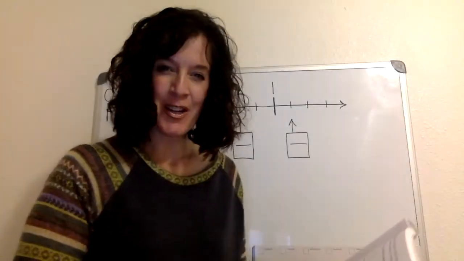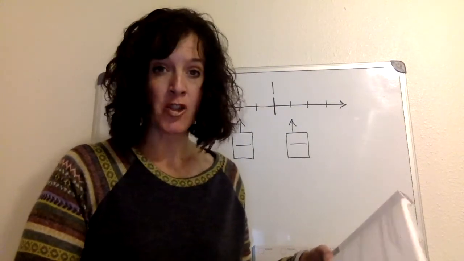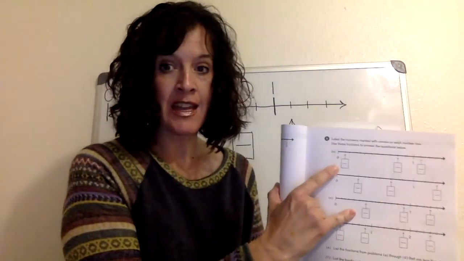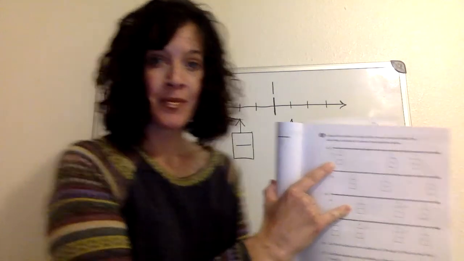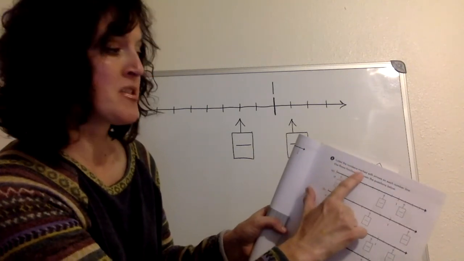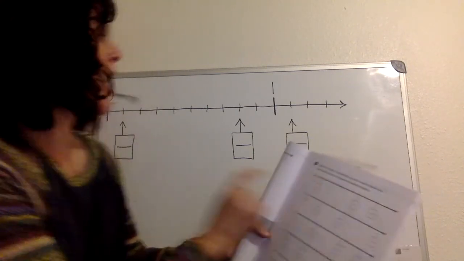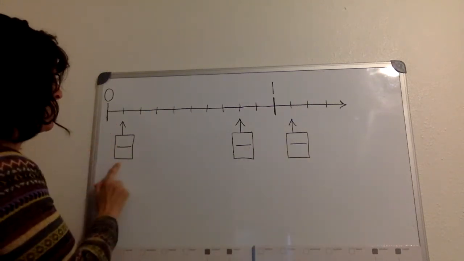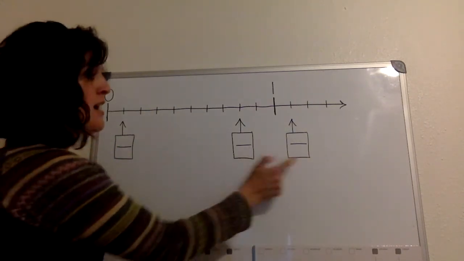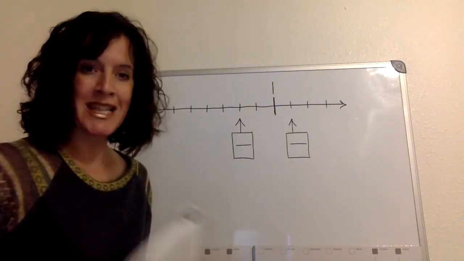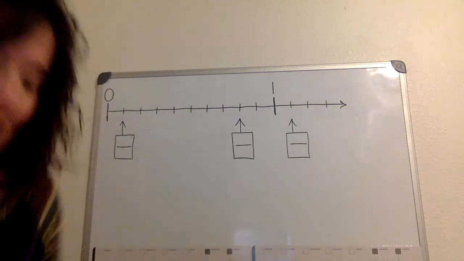Right now, we are going to move on to page 39, and we're going to be doing 5A together right now. Okay, and all the way at the top it says, label the numbers marked with arrows on each number line. So here's our arrows. We have to label these fractions. Let's get started. Go ahead and follow along. Write these answers in your book.